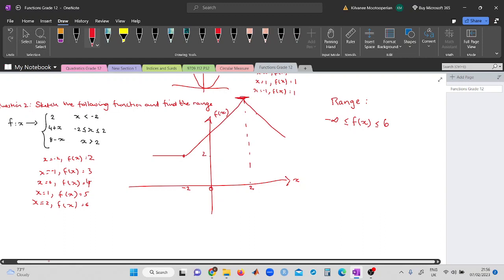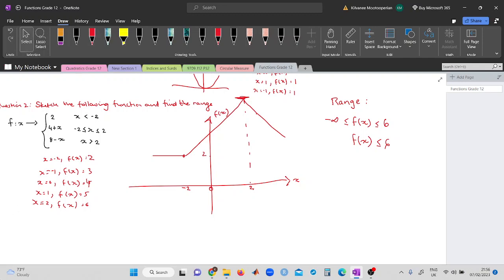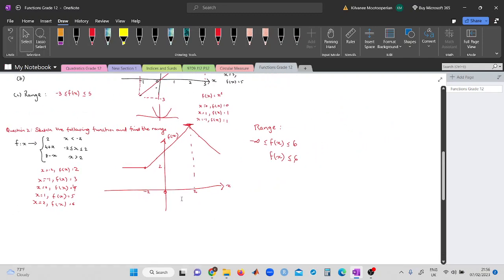Okay, so f of x is less than or equal to 6. The highest limit will be 6. Mais après ça, il peut descendre. So this is how you find the range for your function.